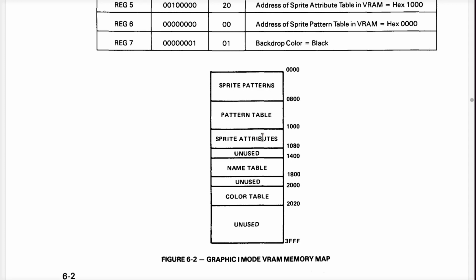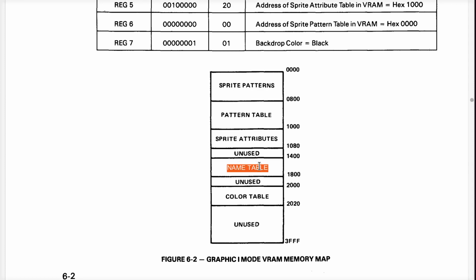Sprite attributes. This table holds the position and some other information about where each one of the 32 sprites can be if they're turned on your screen. There's some unused data here.